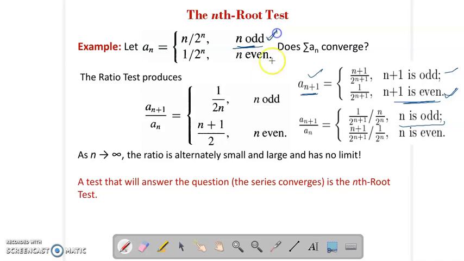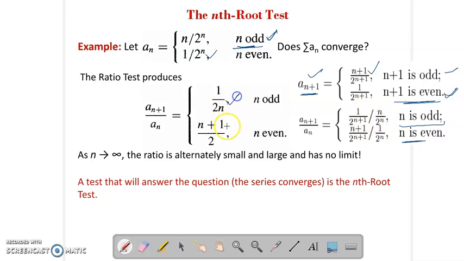So an plus 1 by an. When n is odd, n plus 1 is even. So you take an plus 1 from here, and n is odd, an from here. When n is even, in that case, an plus 1, n plus 1 will be odd. So an plus 1 comes from here, and an comes from here. Now when you divide them, so an plus 1 by an, this cancels out. So you have 1 by 2, and here also in the denominator you have n.